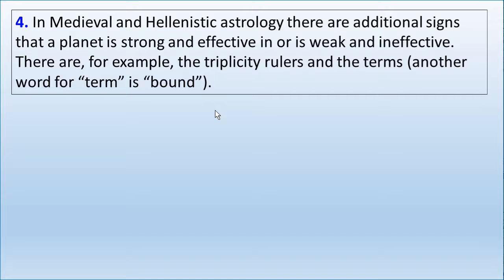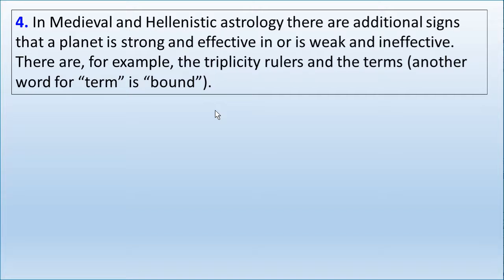And also I want to mention that in medieval and Hellenistic astrology, there are additional signs that a planet is strong and effective, or that a planet is weak and ineffective. Two of them are the triplicity rulers and the terms. Another word for term is bound, so you may hear it called a bound or a term of a planet. They're basically the same idea as rulers and exaltation. It's just another way in which planets have a strength and an effectiveness, or a lack of strength and effectiveness, in particular signs.